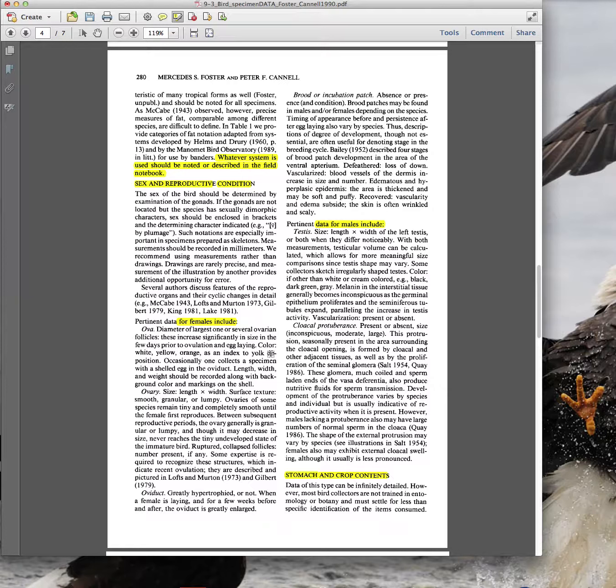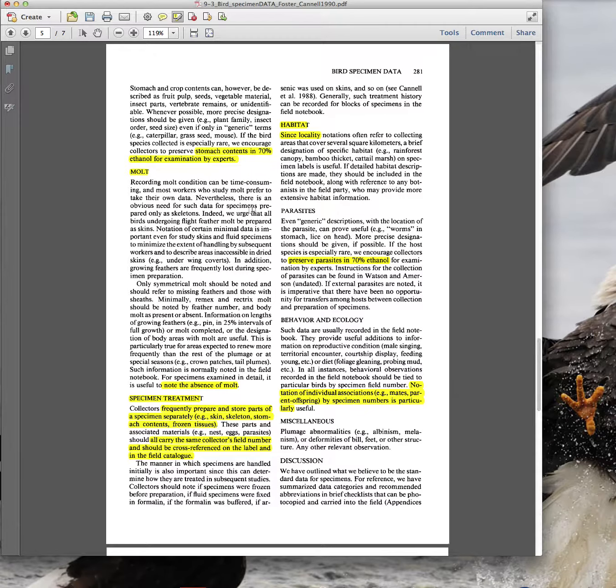And then they are pointing out here, be explicit about your methods. Make sure that you know that. What are the ways here under sex to determine sex, and how do you note which method you used? What is recorded for females here versus males, and what is recorded for both? Here they talk about stomach and crop contents. Why do you think it's important? Think about comparing over time, why that could be useful, and how you want to store stomach contents.